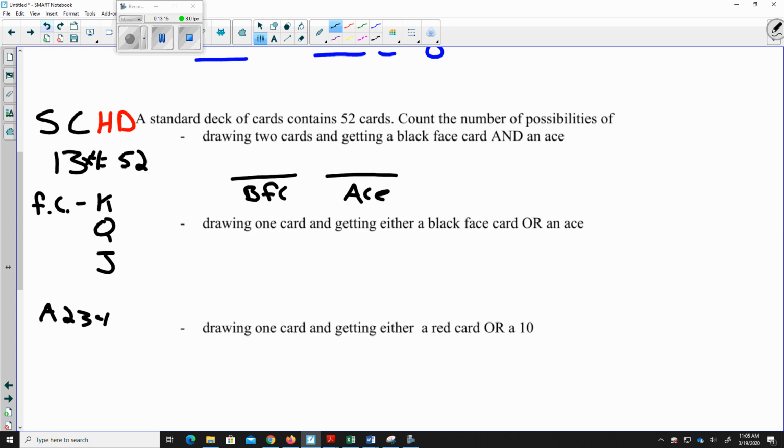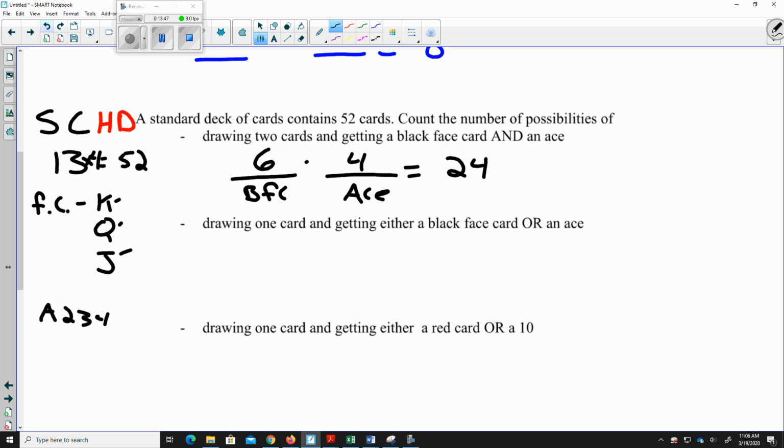So black face cards. Look at that, we just went through them. We know each suit has 1, 2, 3 of them, and we know there's 2 black suits. So there's 6 all together for that one. Aces, there's 1 in each suit, so there's 1, 2, 3, 4 of those guys. So the number of ways that you could get a black face card and an ace, there's 24 different ways I can have it. Okay?